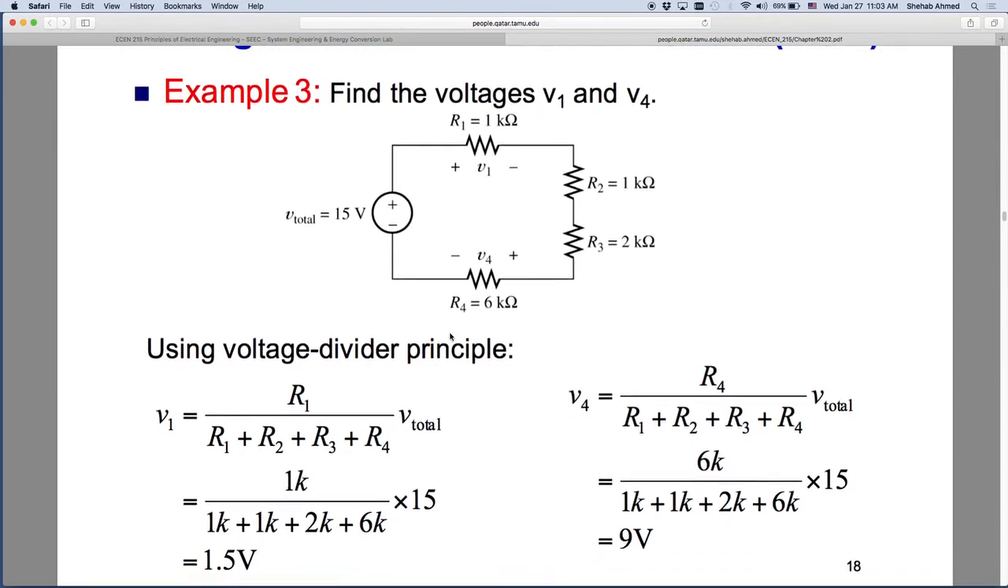And here they have the solutions for you. So here, 15 volts multiplied by 1 kilo ohm for R1 divided by the sum of the resistors. And the other one is the other corresponding resistors. So everybody's okay with this, the voltage divider rule? Just a nice way to simplify your solutions.